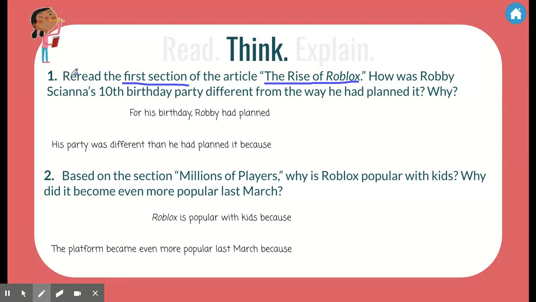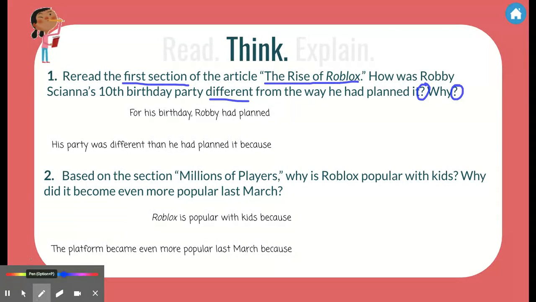So I'm underlining my directions. It says reread the first section of the article, The Rise of Roblox. So I know what I'm going to go do. I would read the question and then go and do that. So it says, how was Robbie Sienna's 10th birthday party different from the way he had planned it? That's my first question. And then I have this other question mark that says, why? So this is a two-part question. I'm going to say why his party was different, and then I'm going to answer this question right here that says why.